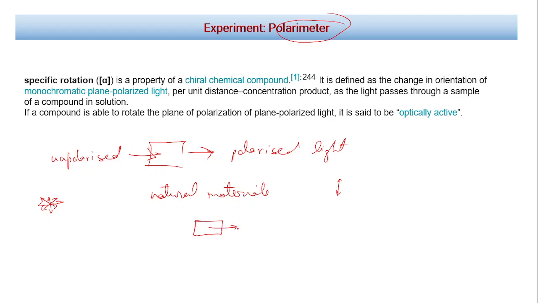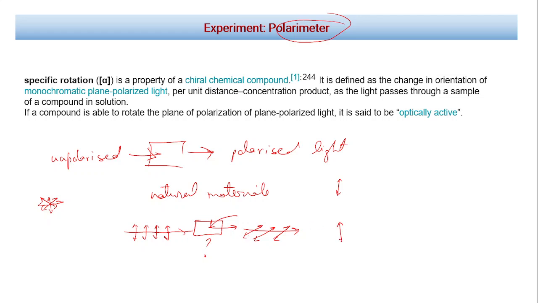I'll let you know what kind of material that is. So I've kept that material, and now I'm making incident plane polarized light, meaning its electric field component is varying in a particular direction. Now when it comes out and passes through this particular material that we don't know yet, the direction of light will remain the same, but the plane of polarization of the electric field will change. How much it will change depends on the material. We'll see what the relation is, but it changes the plane polarization angle.